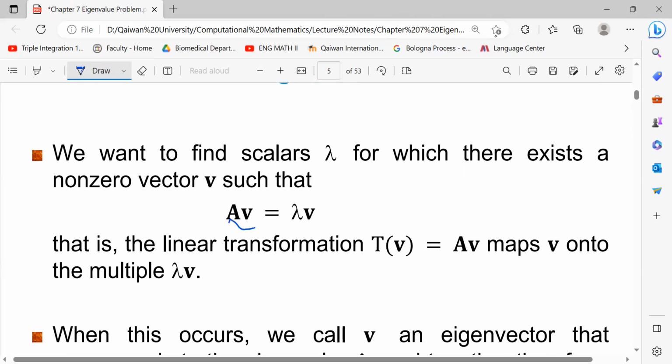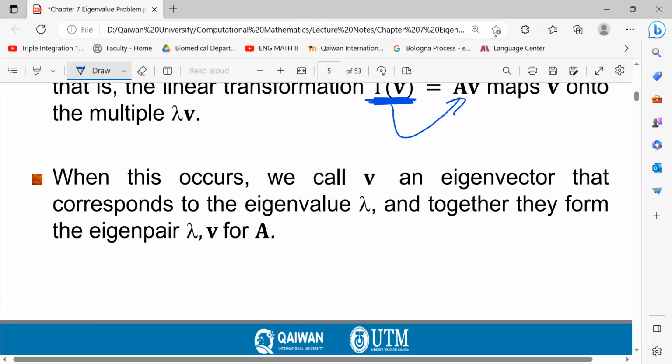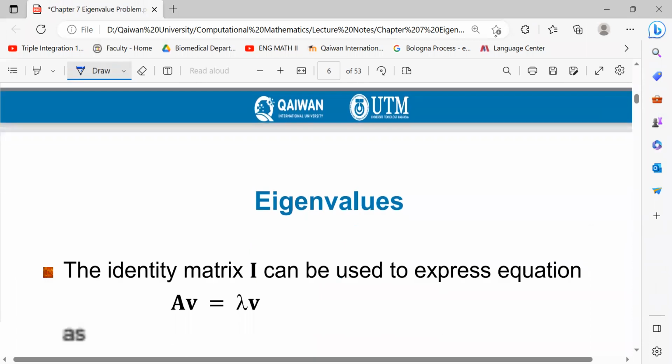Here is what we studied before at the beginning. In solving the example, we used this: AV, where A is the matrix and V is the vector, is equal to lambda times V. Lambda is the eigenvalue times the vector. Here, T of V, as we said, is like a linear transformation. So it's A times the vector.